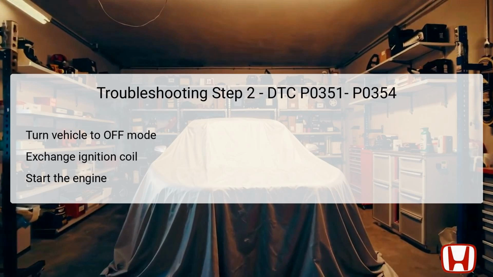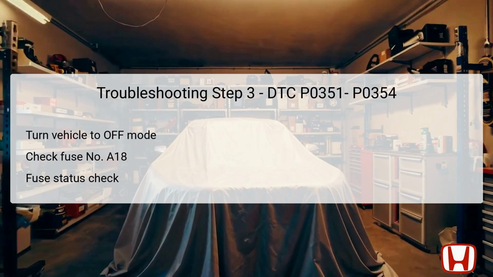If moving the coil causes a DTC to appear for the previously healthy cylinder, it indicates that the ignition coil is defective. Once the coils are exchanged, restart the engine to observe if the DTCs persist. If the DTC is now showing for the moved coil, it confirms that the original coil is faulty and needs replacement. If no DTCs appear, move on to the next testing phase.